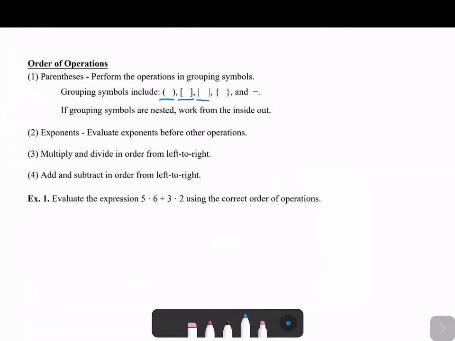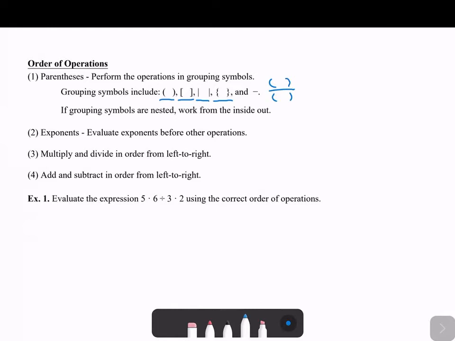We have absolute value, we have these curly brackets, and then this is actually a fraction sign. For example, if we had some expression on the top of the fraction and some expression on the bottom of the fraction, this is saying that you do everything on the top first and everything on the bottom first, and then you divide last. So that's what that grouping symbol means. Okay, so those are the grouping symbols, and then, right, if they're nested, work from the inside out.